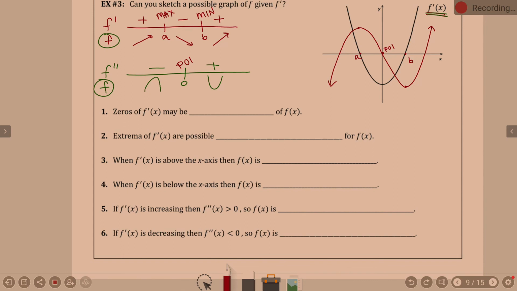Okay. I have a couple minutes so we can fill in these blanks real quick. Did we kind of get that? You're going to have to work hard here. I know I have to work hard to keep this all straight.